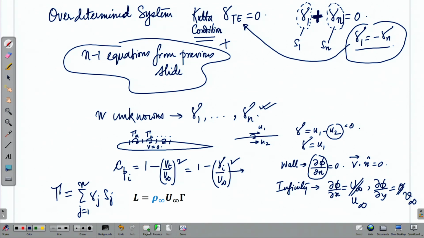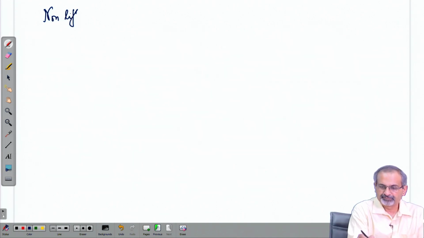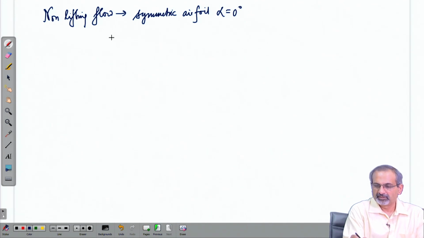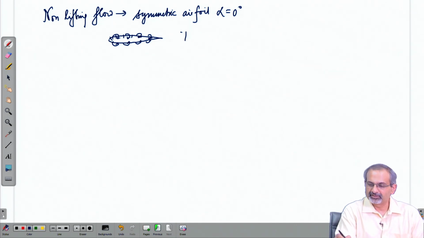What if you were looking at a non-lifting flow? Let us say a symmetric airfoil, angle of attack 0. Then you can still solve it with the vortex panel technique, but what you will get is a symmetric solution above and below the airfoil. You will see that the strengths are going to be kind of mirror images, so that they will essentially lead to a cancellation, and therefore, gamma will be equal to 0.